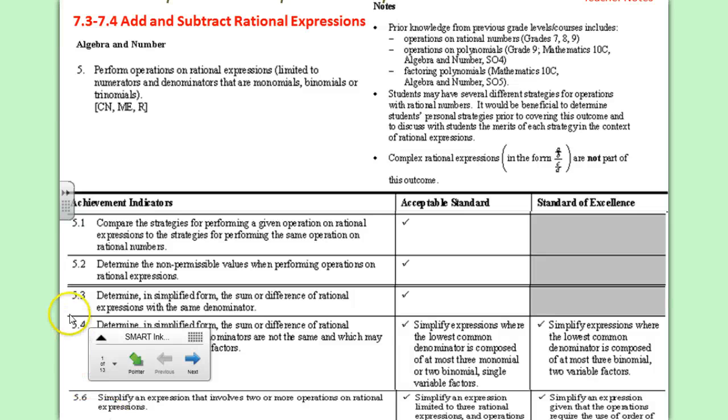Math 20-1. So you're continuing your travels, and now you've done multiplying and dividing, and now we have to add and subtract. And these are the learner outcomes for adding and subtracting rational expressions.